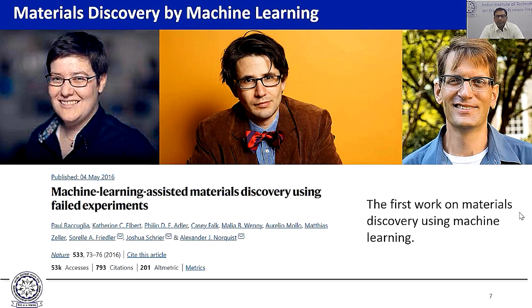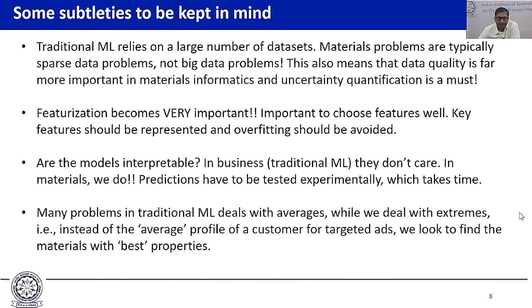And therefore, what happened was they looked into lots of experiments that were failed, both from the literature as well as from their own lab. And using the data collected from those failed experiments, they came up with a machine learning model in order to predict the material compositions and conditions under which you could make a nice battery. And so this is one of the first works on materials informatics that really resulted in something quite novel.